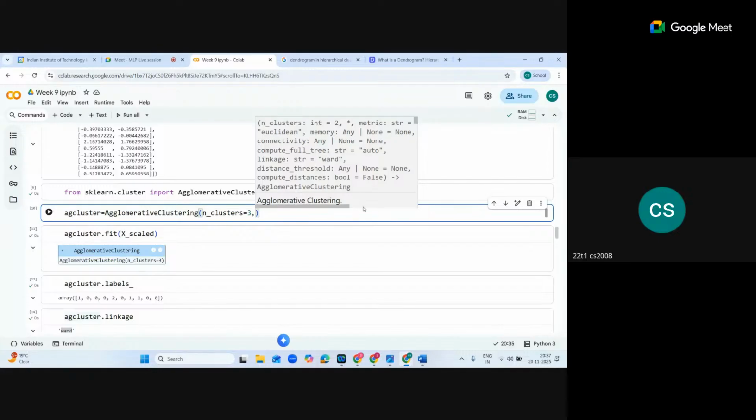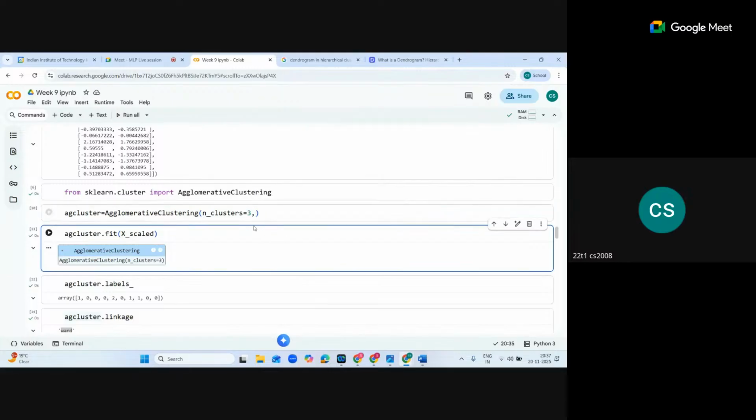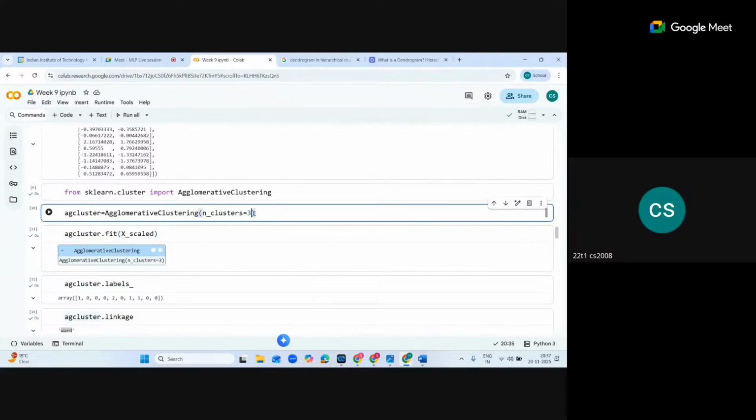That is basically for scaling, but we already have scaled the points, right? So we don't need to use range. So you just follow this method. First you scale and then you use n clusters. That's it.